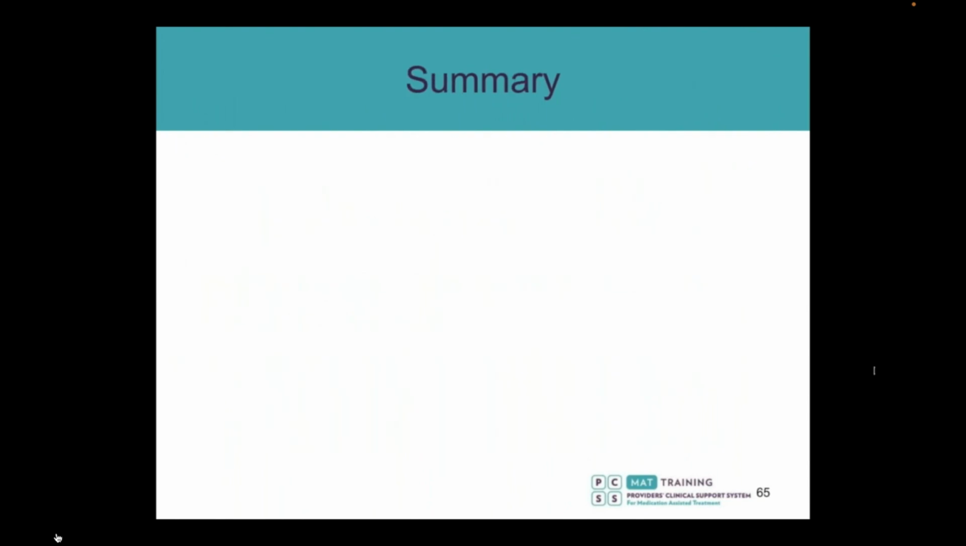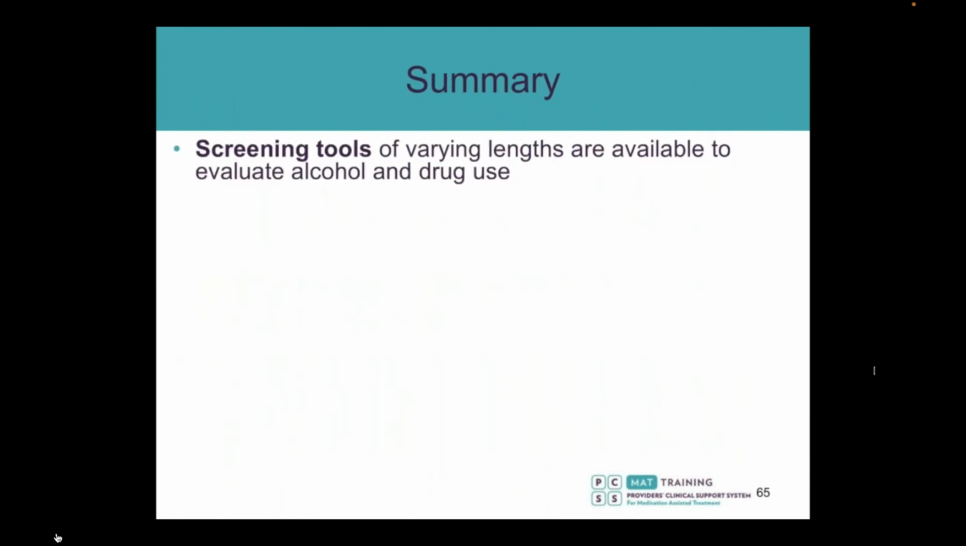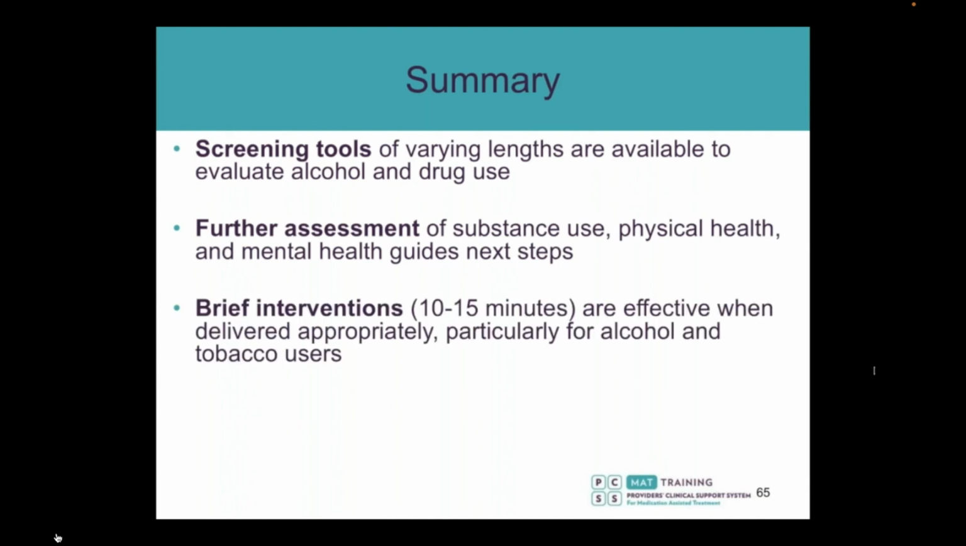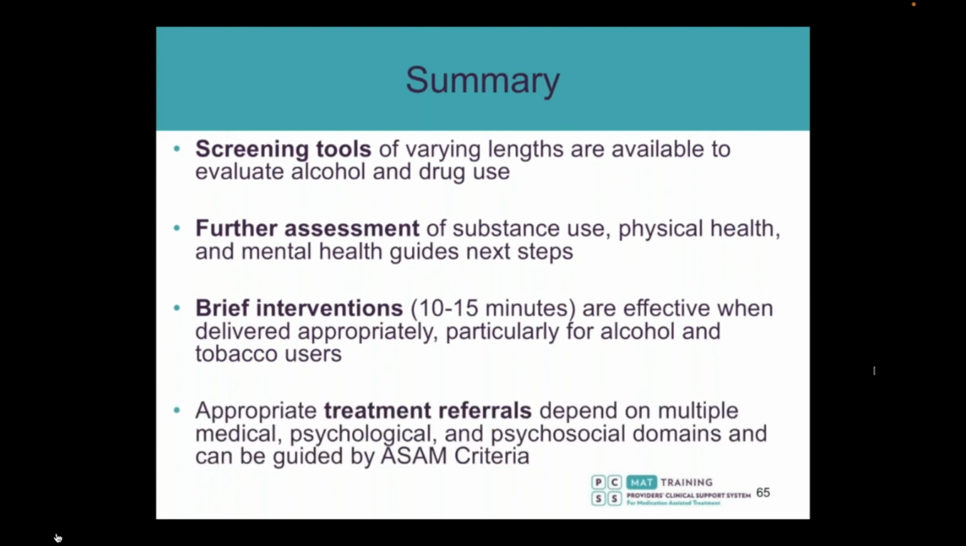And just to summarize what we've talked about in this module, screening tools exist of varying lengths and are available to evaluate alcohol and drug use. Further assessment of substance use, physical health, and mental health can guide next steps, especially thinking about the brief intervention or the referral. Brief interventions, which are generally 10 to 15 minutes, are effective when delivered appropriately, particularly for alcohol and tobacco users. And appropriate treatment referrals depend on multiple medical, psychological, and psychosocial domains and can be guided by the ASAM criteria.